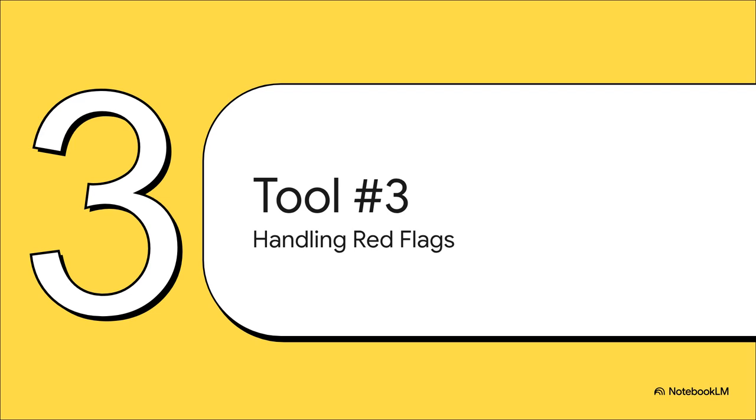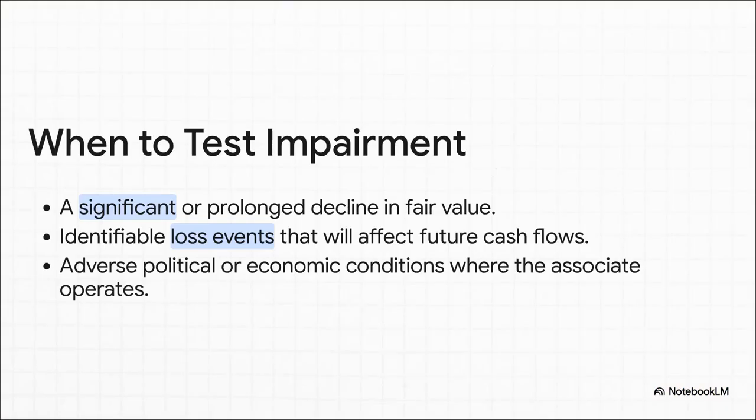This one is for when things start to go south. What happens if the investment's value totally tanks or you suddenly lose your influence over the company? These are what we call the red flag scenarios. Now, you don't test for impairment just for fun. You have to wait for specific triggers. And in an exam, if you see keywords like significant decline, bankruptcy, or adverse political conditions, your brain should be screaming, "Impairment test."